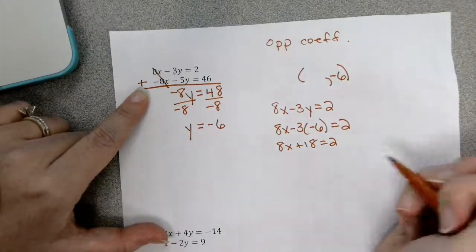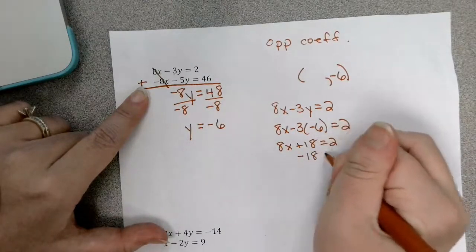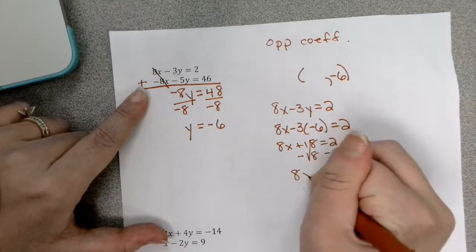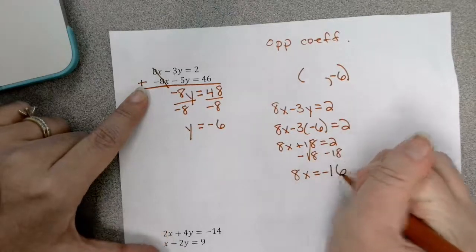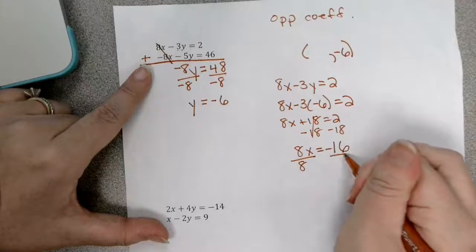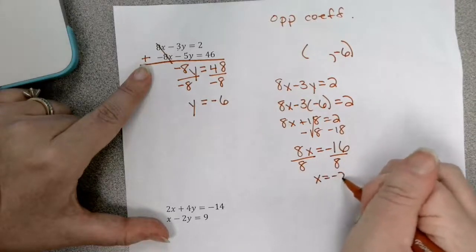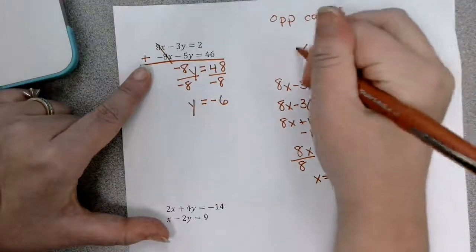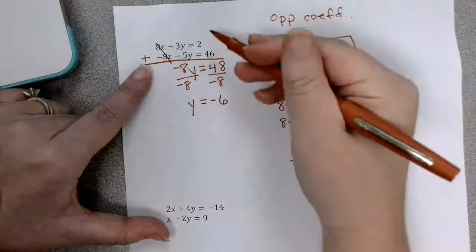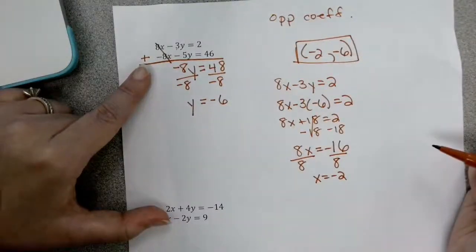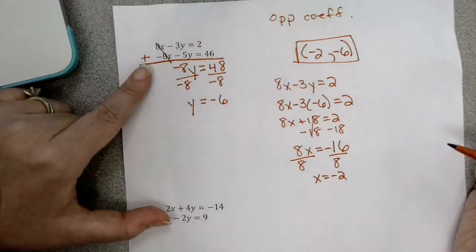So 8x plus 18 equals 2. Subtract 18 on both sides. 8x equals negative 16. X equals negative 2. So my solution to these two equations is negative 2, negative 6. That's their intersection point.